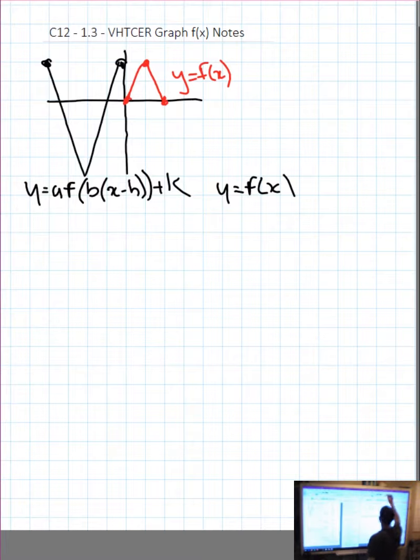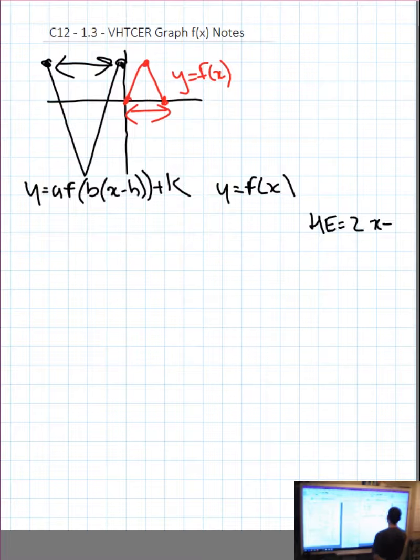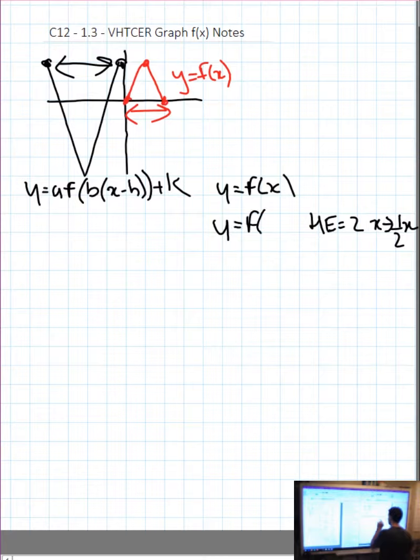And I'm going to ask myself the following question, seen in the notes. How wide is the red? Well, it's 2. How wide is the black? Well, it's 4. What's happened? It's a horizontal expansion equaling 2, which means that I'm going to take x and substitute 1/2 x. So I now have the function y equals f of 1/2 x.